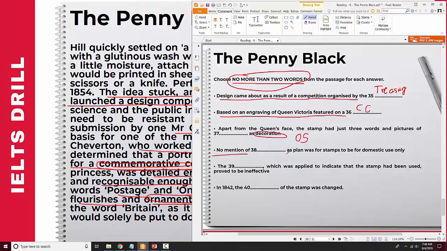Fine. No mention of dash as plan was for stamps to be for domestic use only. Okay, so where does it talk about that? No mention of something. Now see, questions like these are sort of difficult to interpret. So no mention of what? I don't know, right? No mention of what as plan was for stamps for domestic use only. So then the idea here is to spot a keyword, domestic use. Where is domestic use mentioned?